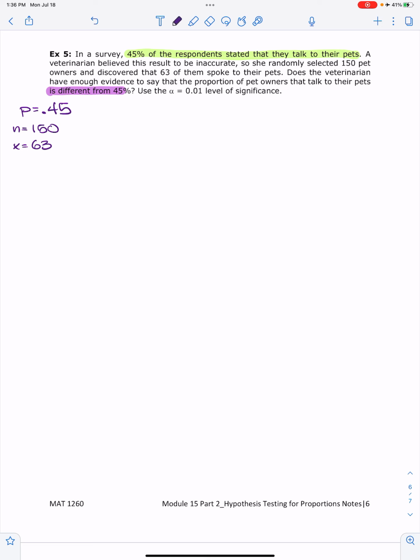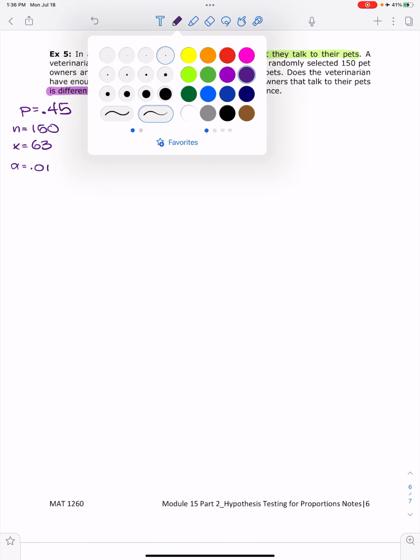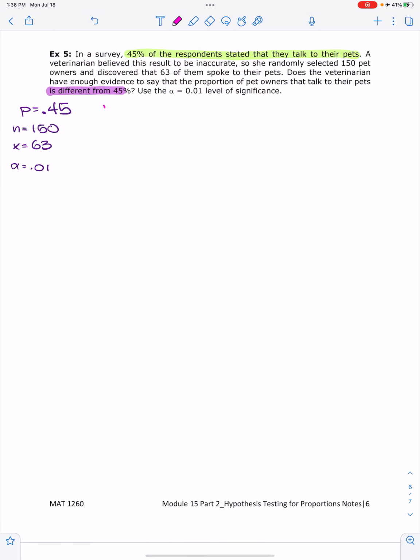Okay, we have an alpha equals 0.01 level of significance. So we are going to start by checking for normality. We have our 150 times 0.45 times 0.55, which gives us 33.75, which is greater than 10. So we are okay to move on.